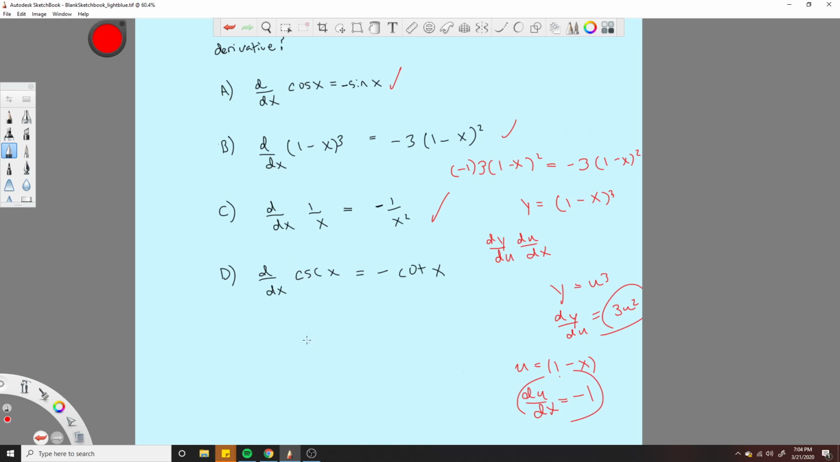And you could use the quotient rule. 1 over cosecant would be 1 over sine, and then you could do the quotient rule from there. But this is also in the book. You can just go to your derivative table, and you can see that by the derivative table, this is wrong. So this would be your answer.